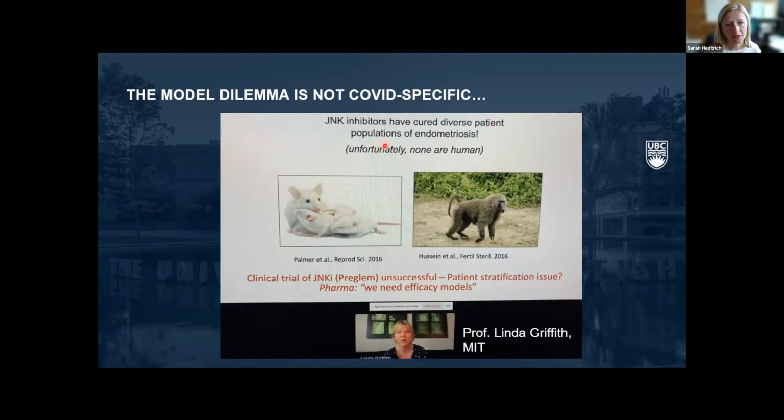A couple of years back, her group discovered a pathway which involved Janus kinases as key mediators and drivers of endometriosis. Based on those findings, Janus kinase inhibitors have been developed, and they have been tested in a great variety of patient populations, like mice and also in monkeys. They were pretty effective in mice and monkeys, but unfortunately, they were not effective at all in humans.